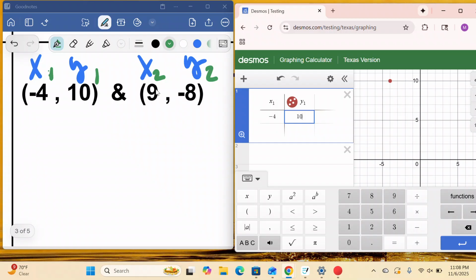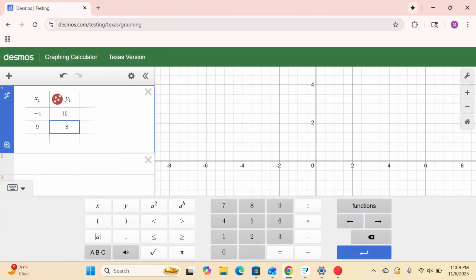My second point is 9 comma negative 8. My x value is my 9. My y value is a negative 8. So I'm going to go ahead and put that. I'm going to put negative, or not negative, I made a mistake there. So I just go back and delete. And I'm going to put 9 comma negative 8. I click right here, and I'm going to go negative 8. So all of a sudden, looking at Desmos, it grabs it for us already.